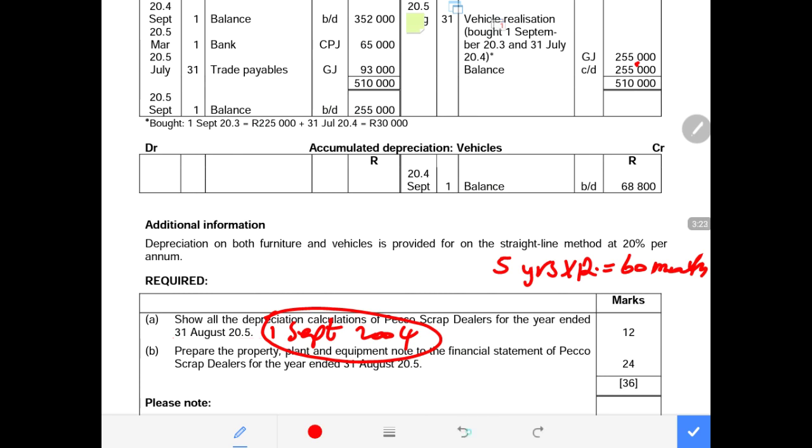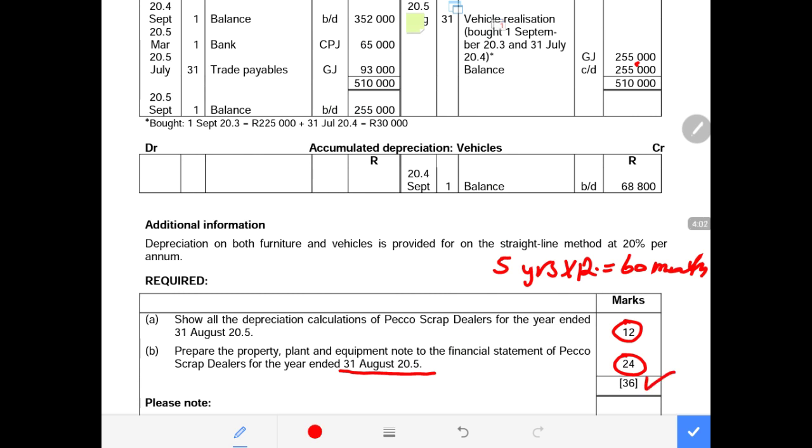So our year started on the 1st of September 2004, and it ends on the 31st of August 2005. Take note of the dates, they are very important, especially in the property, plant and equipment note. Then after number B, we are required to prepare the property, plant and equipment note. Don't forget that vehicles are also part and parcel of the property, plant and equipment. It says for the financial year that ends on the 31st of August 2005. Take note that we have 24 marks here and 12 marks there, in total out of 36 marks.